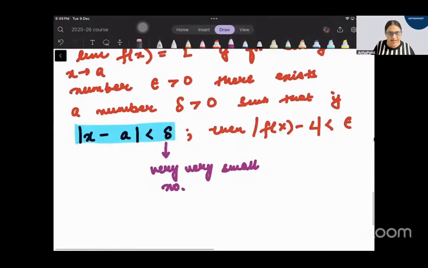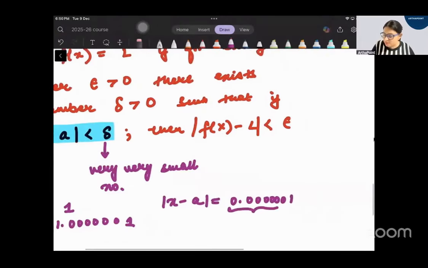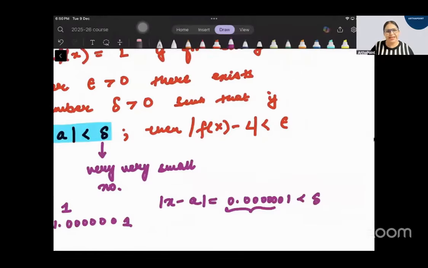x minus a less than epsilon. So suppose I tell you that a is 1. Suppose if I tell you x is 1.000001, then what will be x minus a? x minus a will be 0.00000001, and this number that has come should be less than delta.